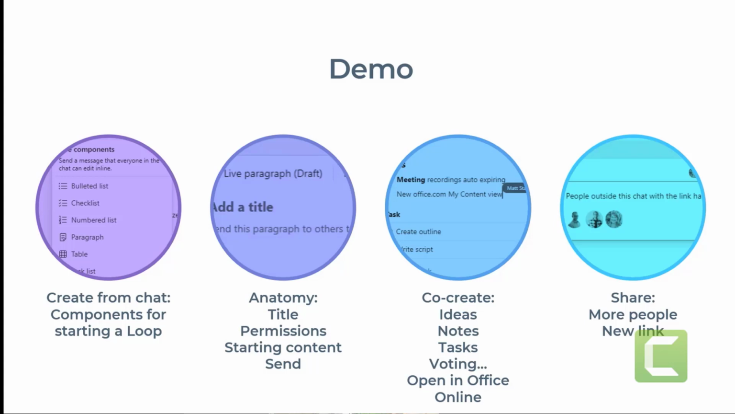We're going to create some content, a component, starting a Loop from a Teams chat. We're going to point out a few pieces of the Loop and help you make sense of the anatomy of a Loop. We'll also co-create some content together, and we'll look at sharing that Loop. Alrighty.